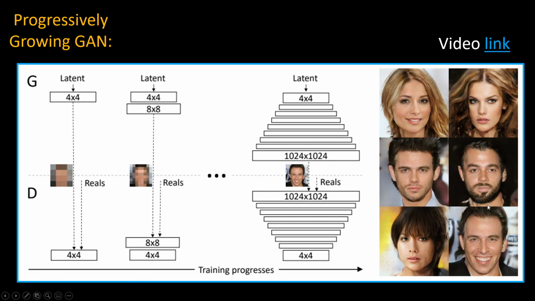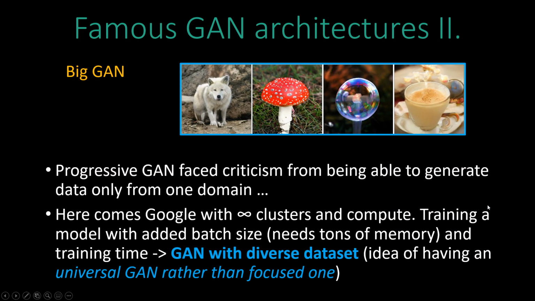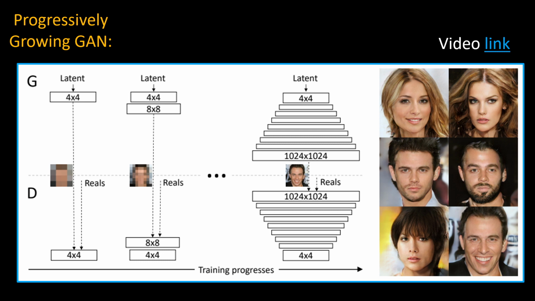Okay, well, one thing that the progressive GAN was criticized for is that it focused on datasets which are very focused. It was training on a dataset of just faces. So while it's able to maintain really high resolution and quite high quality of generated images, it's not able to capture a dataset which would have a lot of varied images in there.